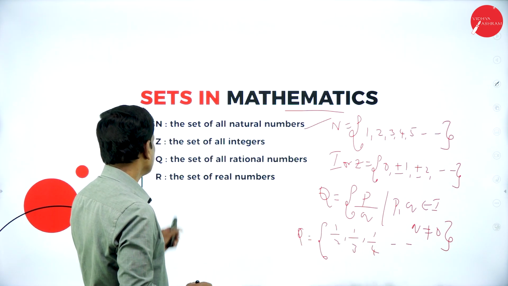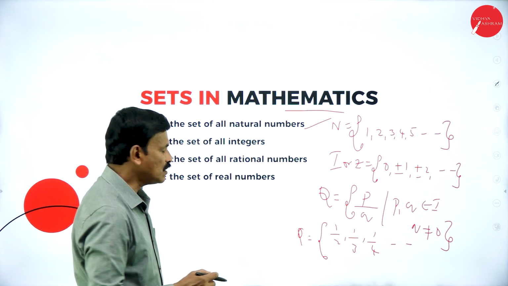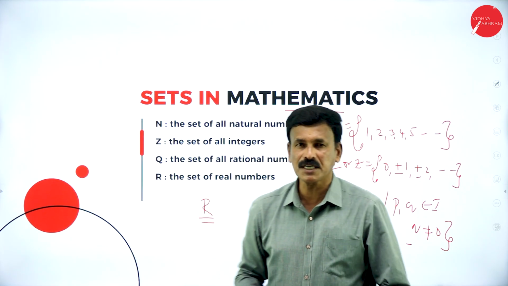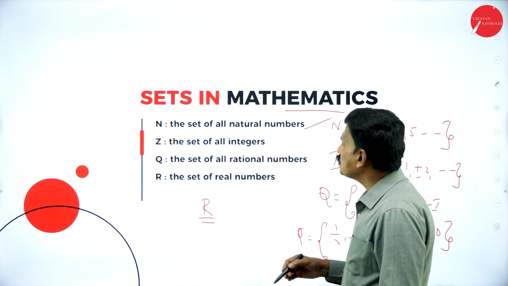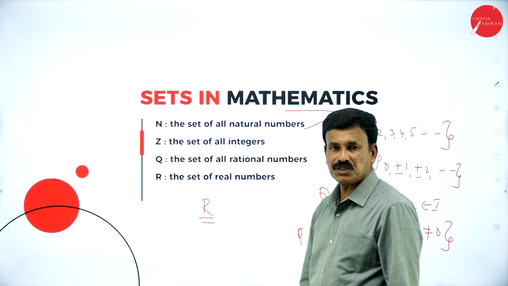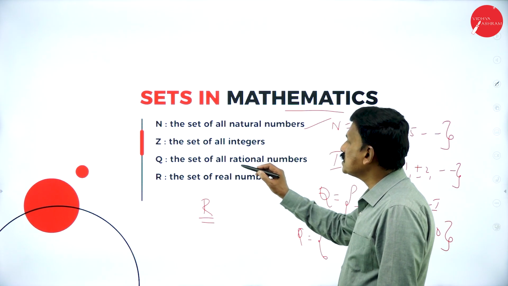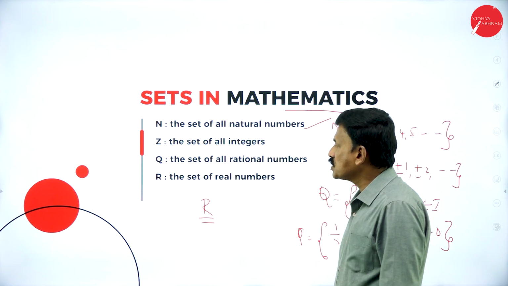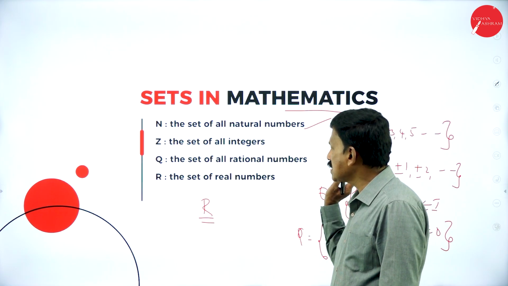Now, the set of real numbers is denoted as R. These are a few sets which we are going to study in mathematics: the set of natural numbers denoted as N, the set of integers Z or I, the set of rational numbers Q, and the set of real numbers R.